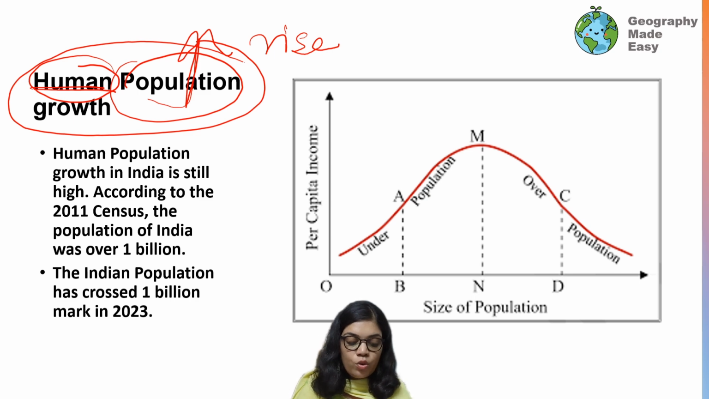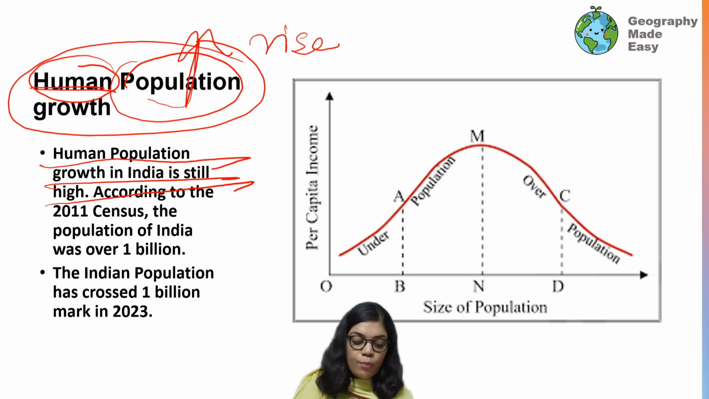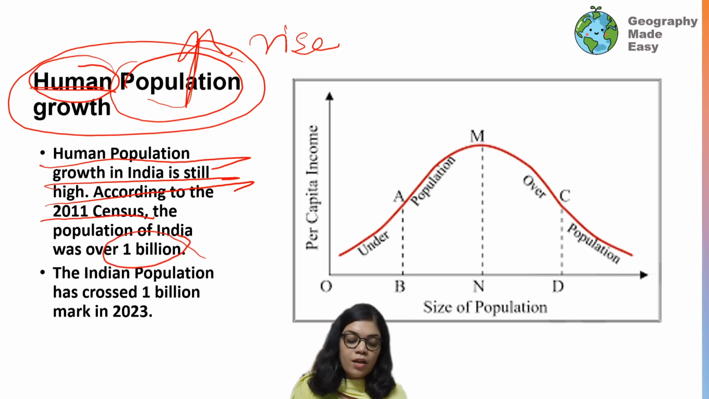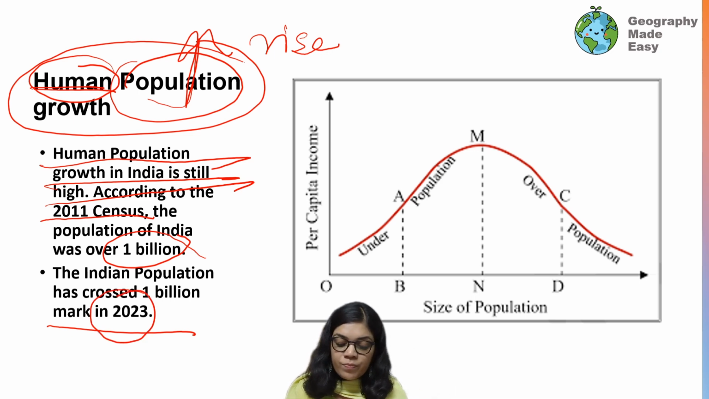Human population growth in India is very high. So we have 2011 census data. We do not have 2021 census data. According to the 2011 census, population was nearly about 1 billion. But by another particular source, we have come to know that population in the year 2023 has crossed the 1 million mark.